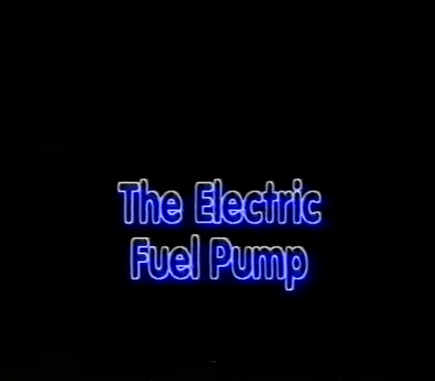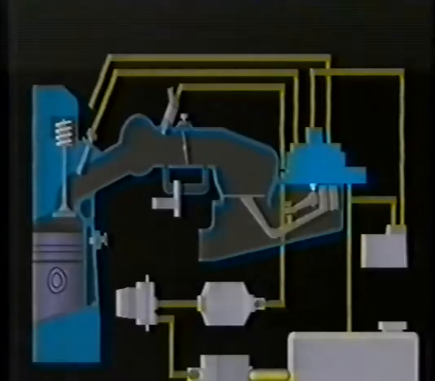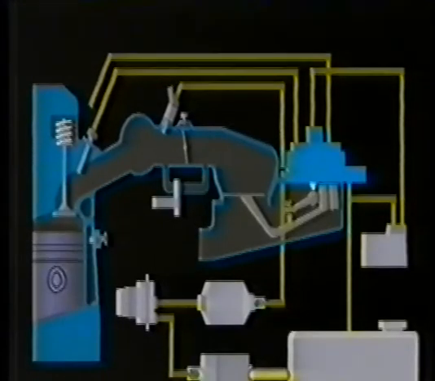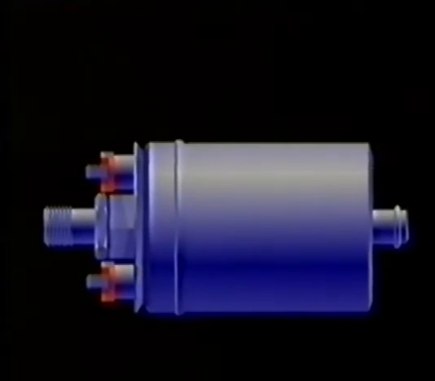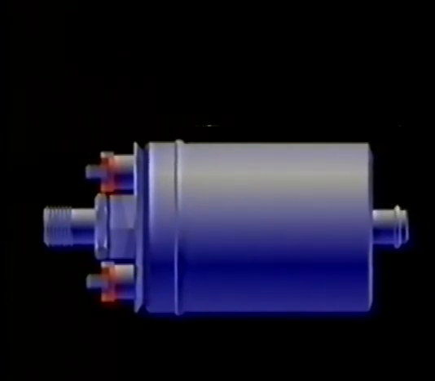The electric fuel pump. The fuel is drawn out of the tank by an electric pump. The pump requires at least 11.5 volts to operate efficiently, which it receives from the fuel pump relay. The relay is energized by the ignition system, and for safety reasons, switches the pump off as soon as the engine stops turning.